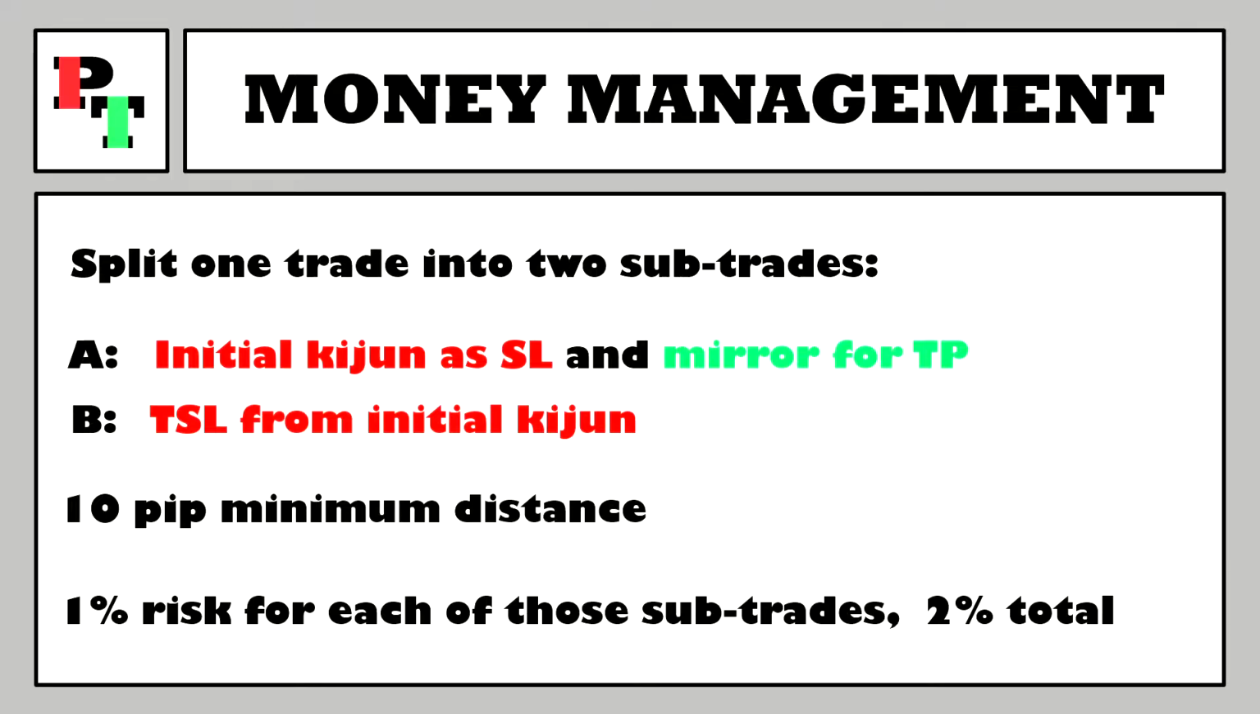Whatever we use though, be it the 10 pip minimum or the KIJUN Sen line, each of our sub-trades will be risking 1% of our capital to that distance. For the doctorate level mathematicians, that is a total of 2% capital risk for each trade. Hopefully those rules help keep our money managed.